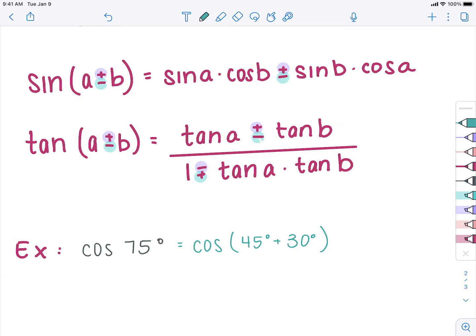Then I'm just going to use my cosine formula to rewrite this. So now I'm going to say, okay, I have cosine of 45 degrees times cosine of 30 degrees. Since I added to get 75, my formula tells me then I have to subtract here: sine of 45 degrees times sine of 30 degrees.